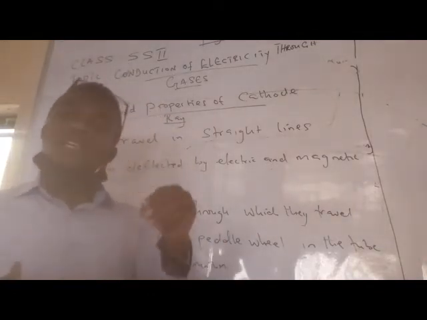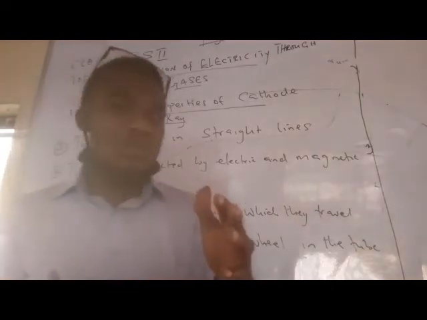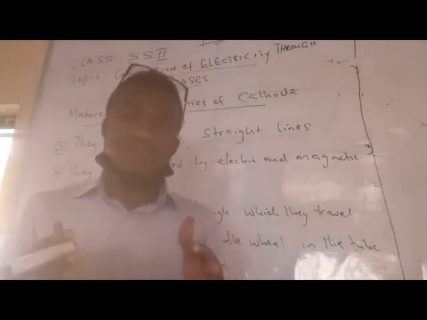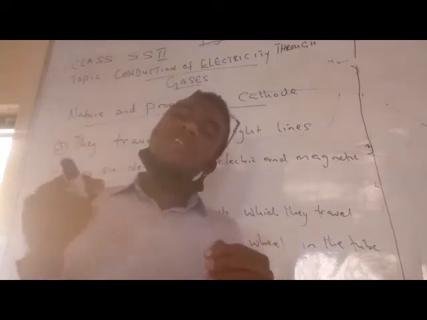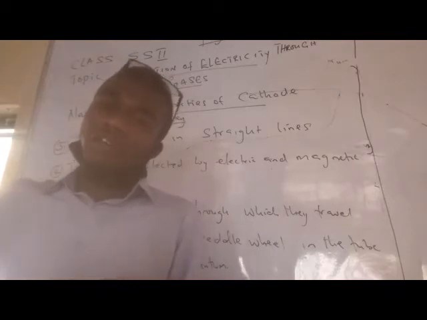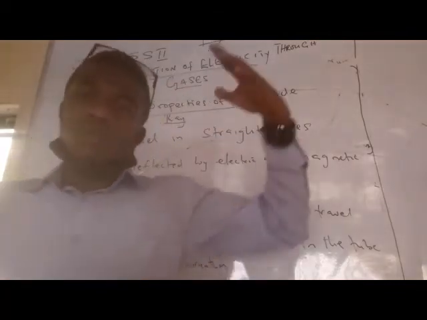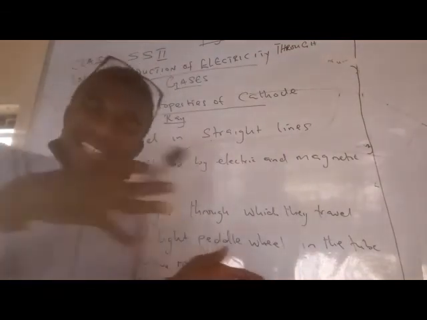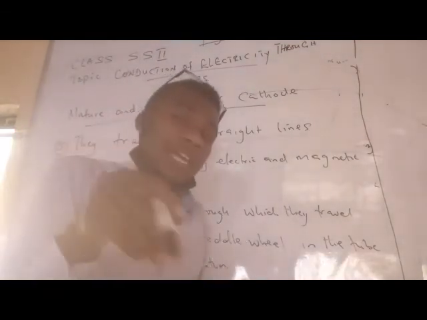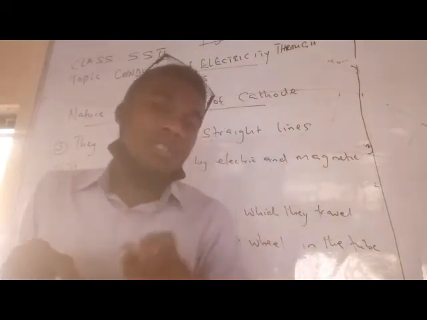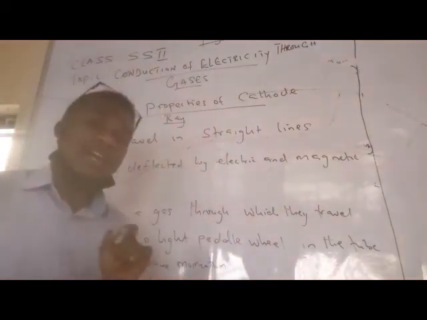So, if you bring a positive terminal closer to the negative terminal of that cathode, instead of it traveling from the negative terminal of the discharge tube to the positive terminal of the discharge tube, no, it won't travel like that. Instead, it will deflect towards the positive terminal that you brought close to the discharge tube. That is to tell you that they are deflected by what? By electricity and also magnetic field.